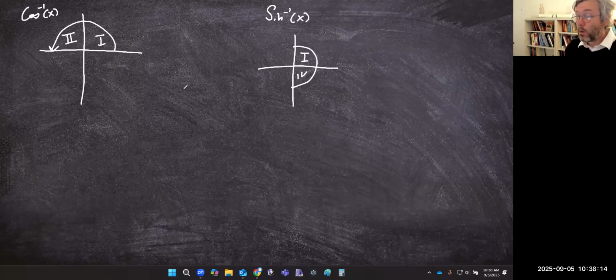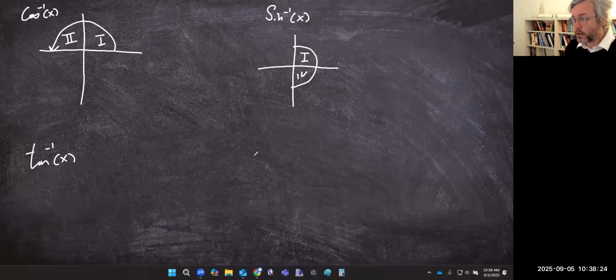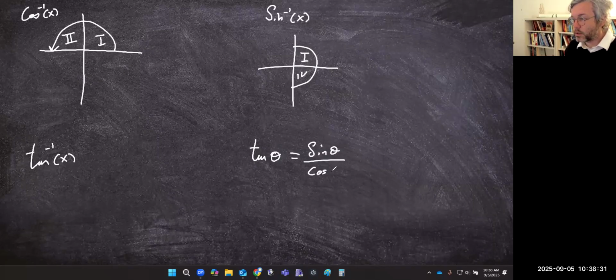Now, what does that mean about our friend tangent? So tangent of x. Well, let's think of just regular tangent first. Tangent theta, not the inverse, is sine theta over cosine theta. Now, that's the deal. So where would this thing be valid if we go backwards? And tangent is going to follow sine.